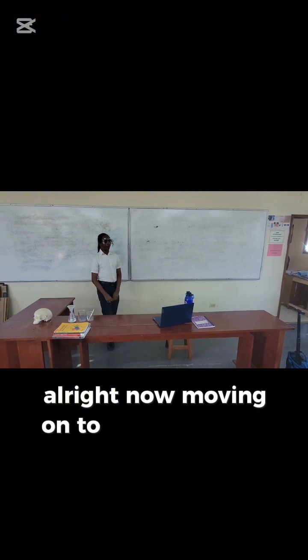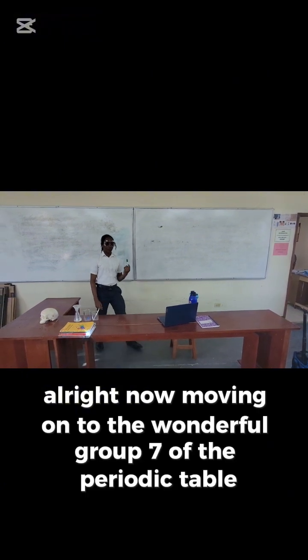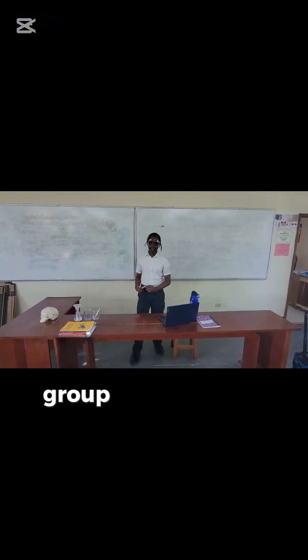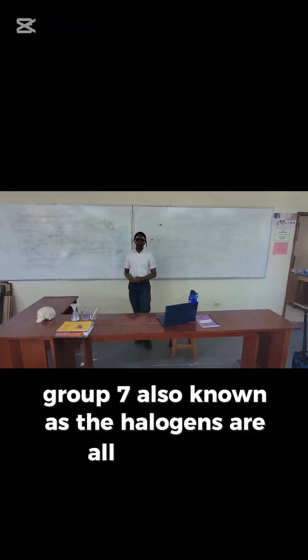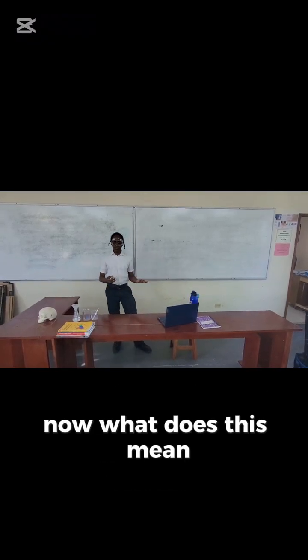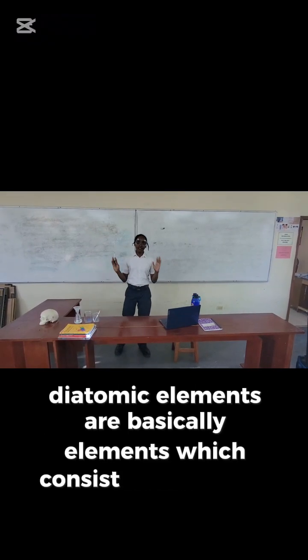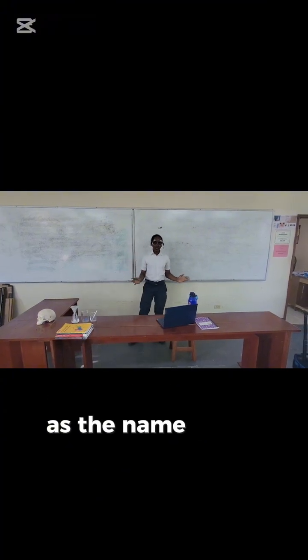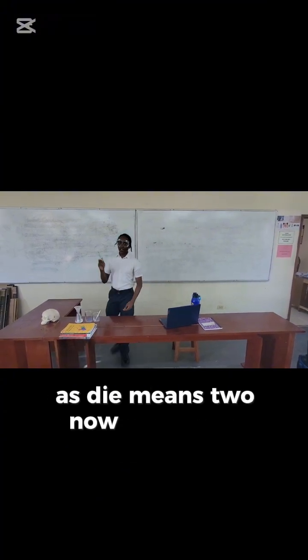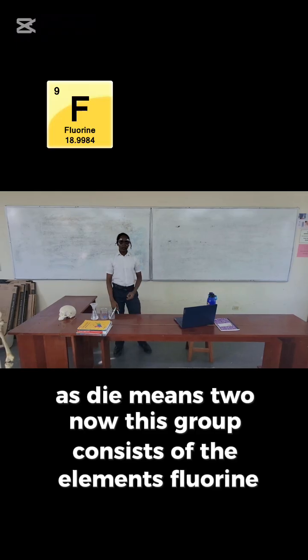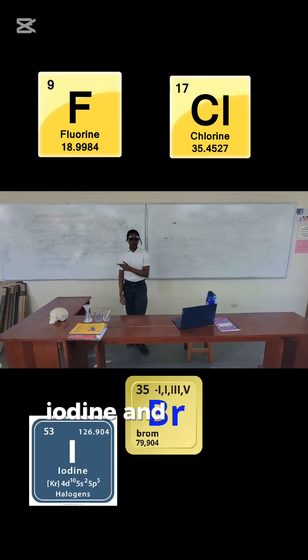Alright, now moving on to the wonderful Group 7 of the periodic table. Now, what is Group 7? Group 7, also known as the halogens, are all diatomic elements. Now, what does this mean? Diatomic elements are basically elements which consist of 2 atoms, as the name would suggest, as di means 2. This group consists of the elements fluorine, chlorine, bromine, iodine, and astatine.